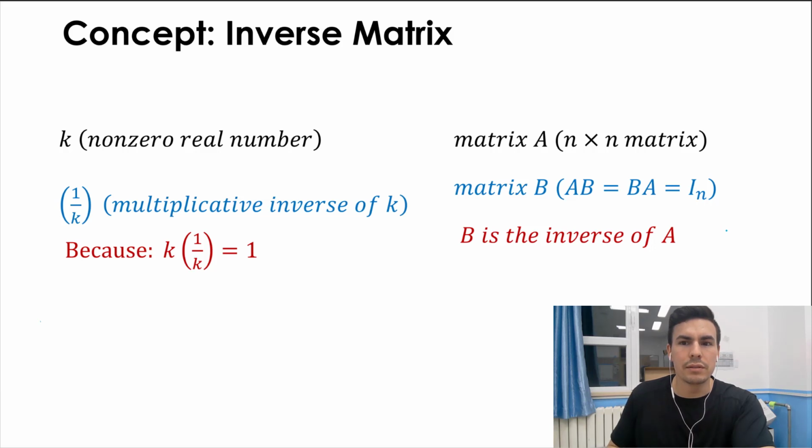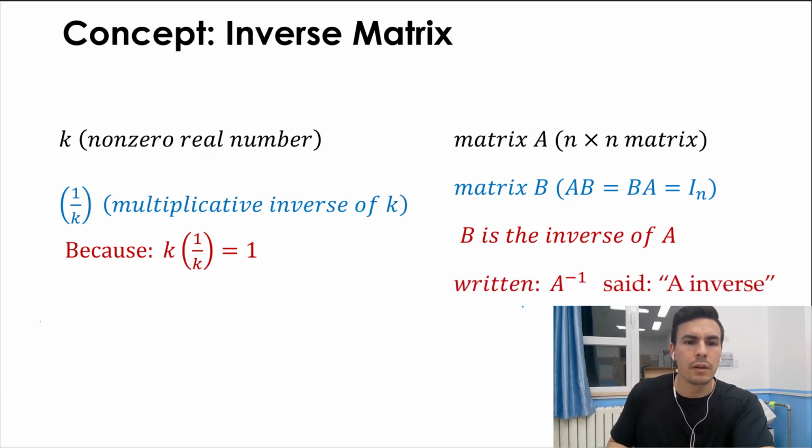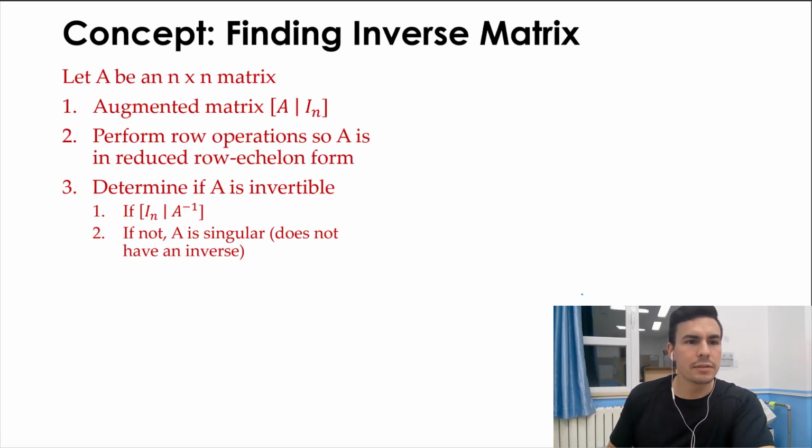So how is this written? This is written as A, it kind of looks like A to the negative 1, but it's said A inverse. We say A inverse, but we write it like this. All right, so let's take a look at finding the inverse of a matrix.